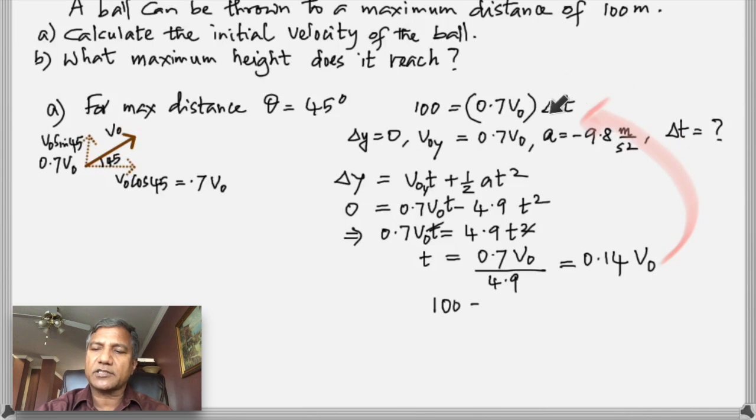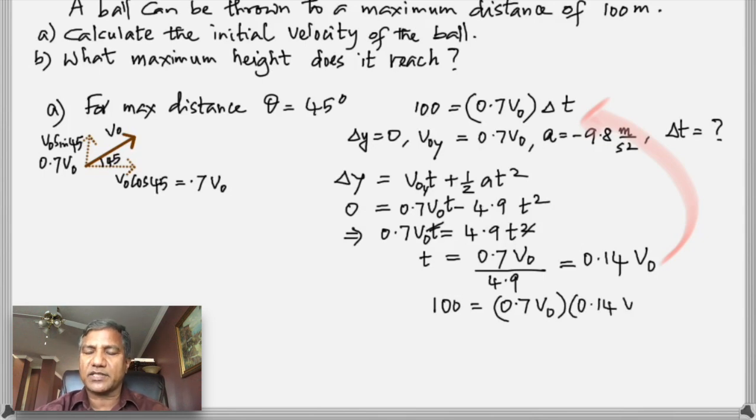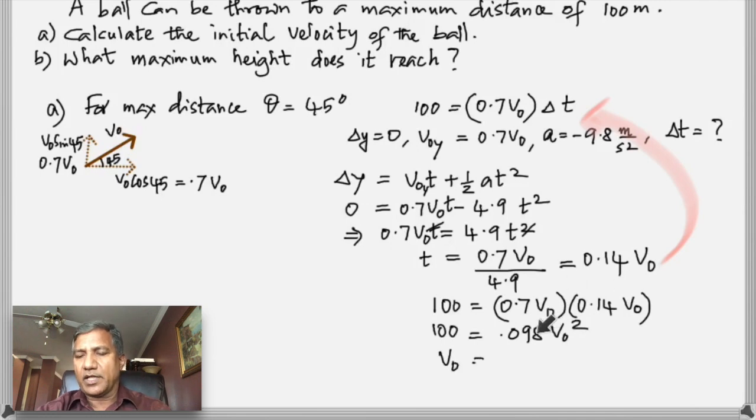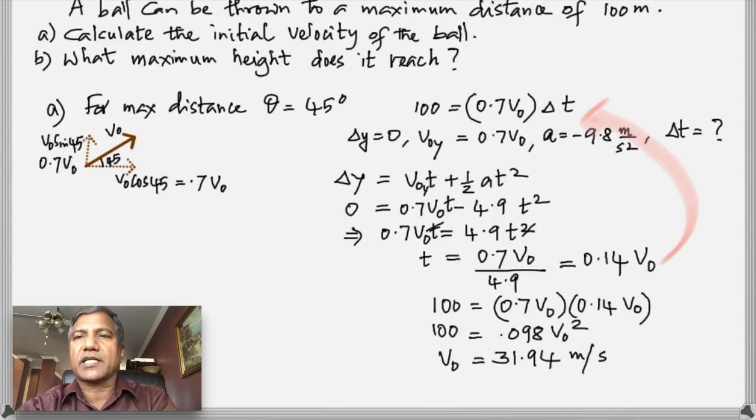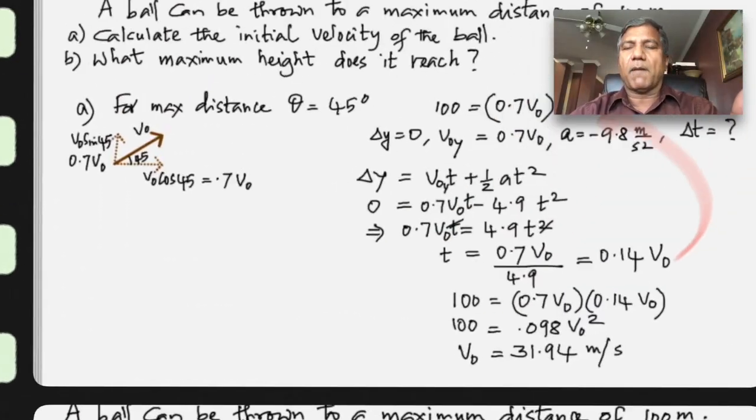And substitute that in place of this t here. Okay? Which is what I'm doing next. So 100 is 0.7 v naught multiplied by the t. And then you can see that there's only v naught in this. So you get v naught squared. And then you got to find v naught. First divide 100 by 0.098. And then take the square root, of course. When you do that, you get the initial velocity as 31.94 meter per second.